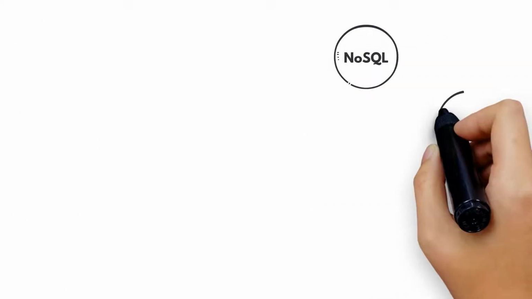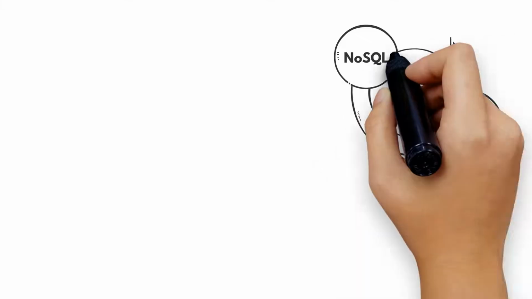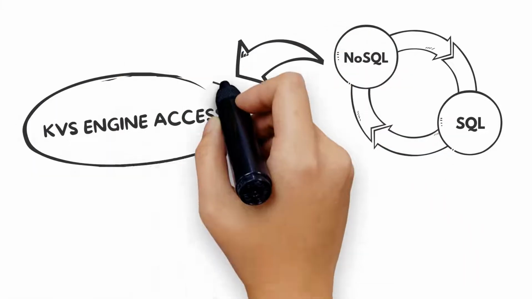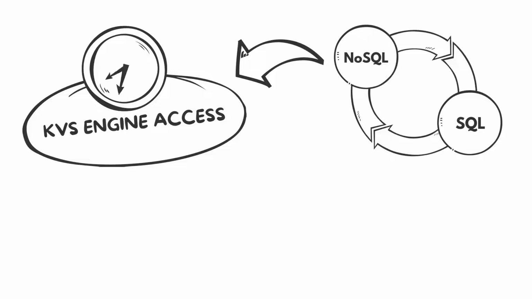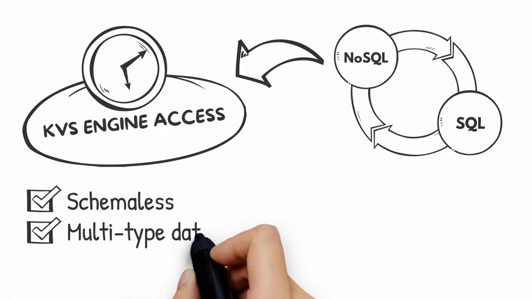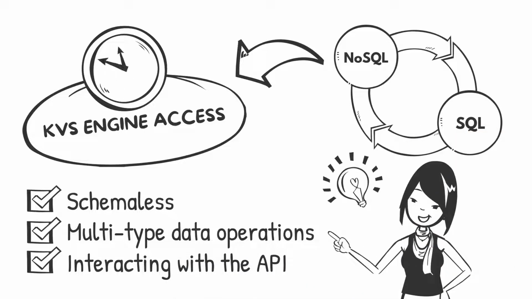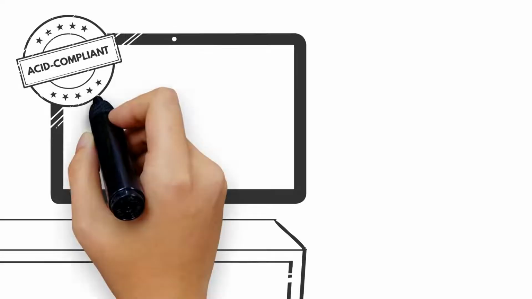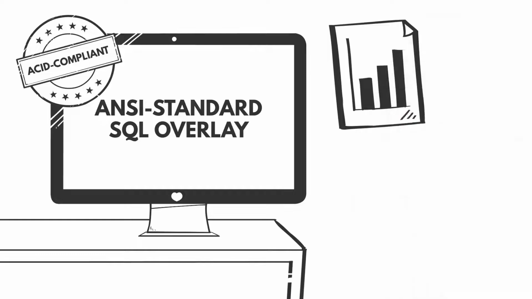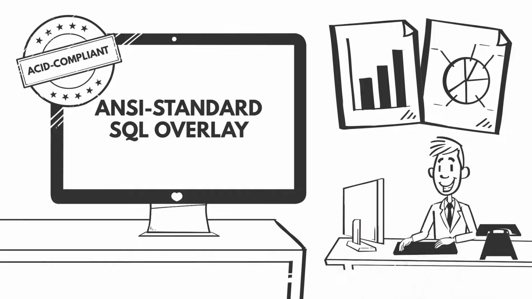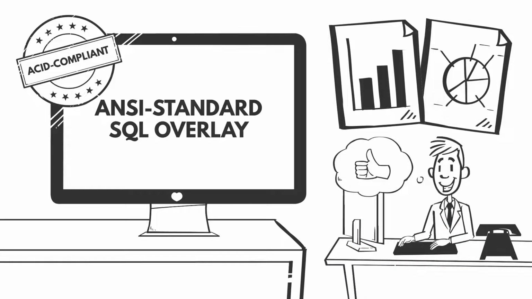Support for both NoSQL and SQL enables Actian Zen to support the best of both worlds. The NoSQL API has direct KVS engine access and is blazing fast. It can handle schemaless, multi-data operations, and interacting with the API will feel familiar to any developer accustomed to working directly with a file management system. In addition to the NoSQL API, Zen also offers a fully ACID-compliant, ANSI standard SQL overlay with powerful query and reporting capabilities. Developers can easily use one or both options to interact with the same data table.